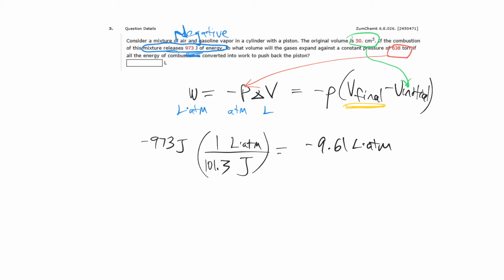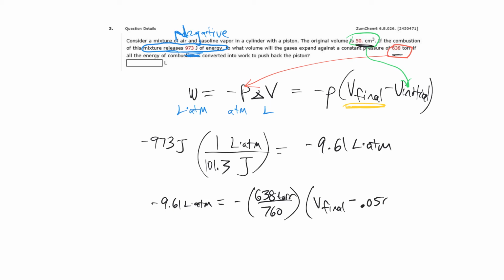So the math here isn't all that complicated. You just got to put the right things in the right places. So if we define that the work given off by the reacting systems is negative 9.61 liters atmospheres, that's W. We'll set that equal to negative pressure, which if it's 638 torr, we can get into atmospheres by dividing by 760. V final is what we're solving for. And 50 centimeters cubed, when converted into liters, is 0.05 liters.